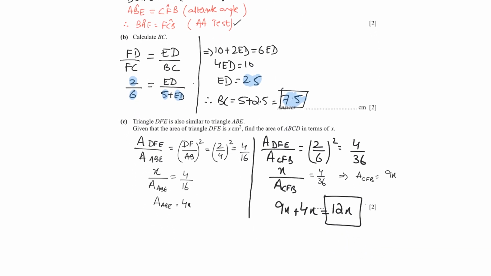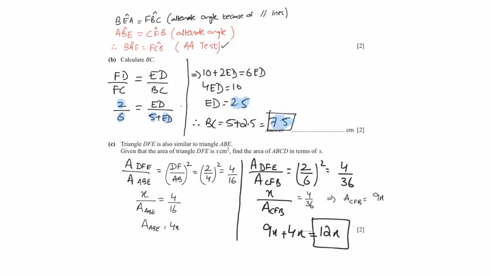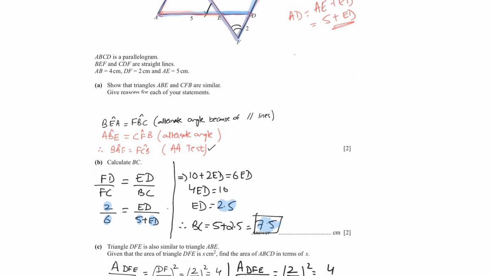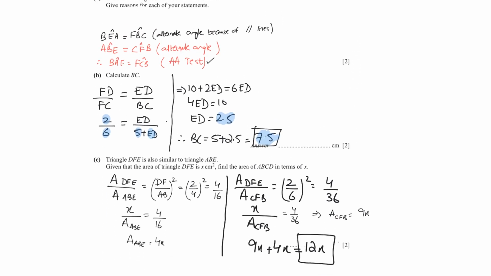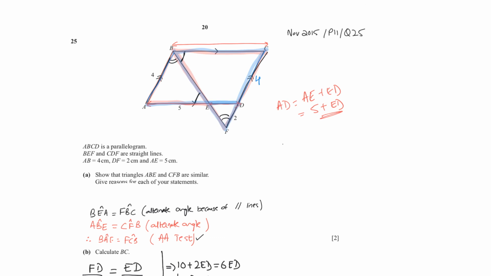Now, in the last part of this question, the question says that triangle DFE is also similar to triangle ABE. Given that the area of triangle DFE is x centimeter square, find the area of ABCD in terms of x. So, let me tell you how to go about this question. First of all, mark triangle DFE and ABE on your diagram.